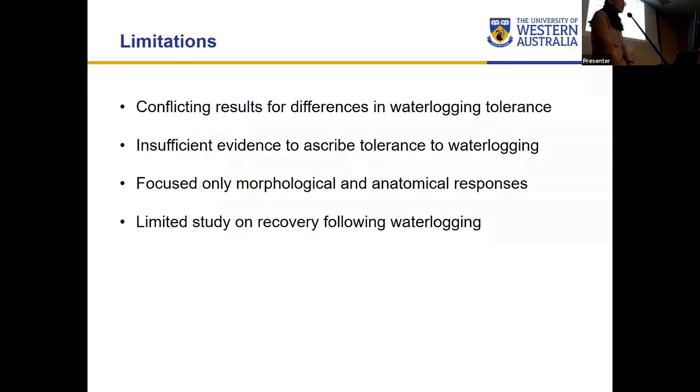However, there are conflicting results and insufficient evidence to ascribe waterlogging tolerance differences among the subspecies. Former studies only focused on morphological and anatomical responses under the waterlogged condition. The recovery stage after the waterlogging stress has often been overlooked and little studied. Recovery is especially crucial for regenerating annual legumes, for seed set and seed production, and the recovery stage hasn't been studied among subterranean clover genotypes.